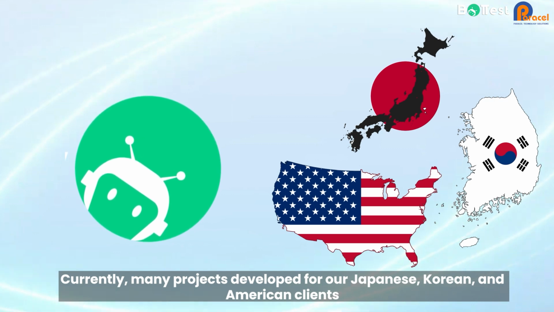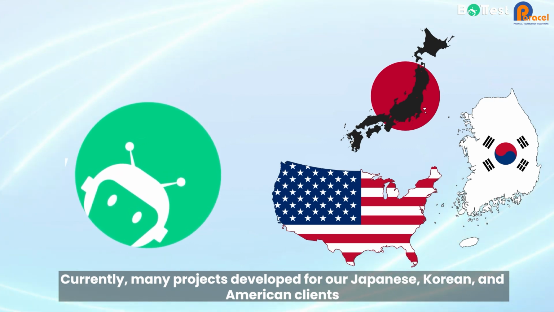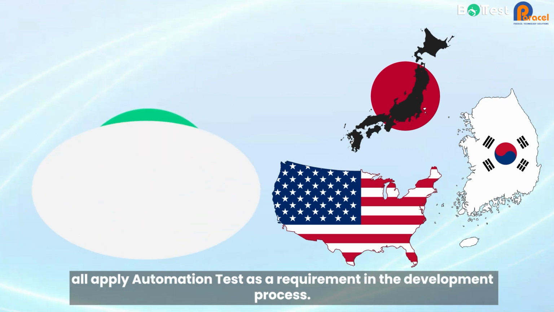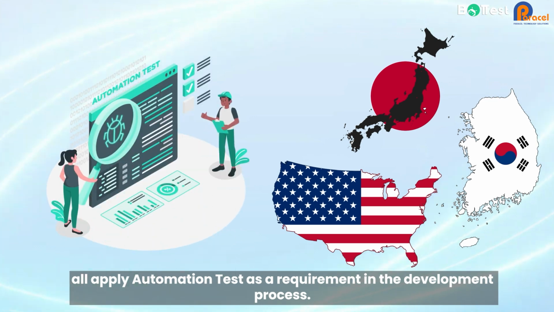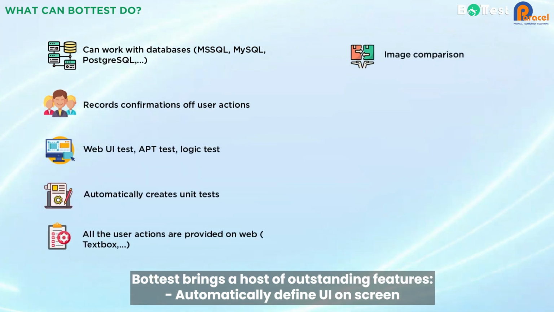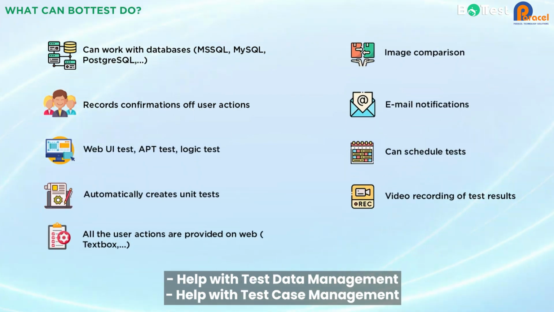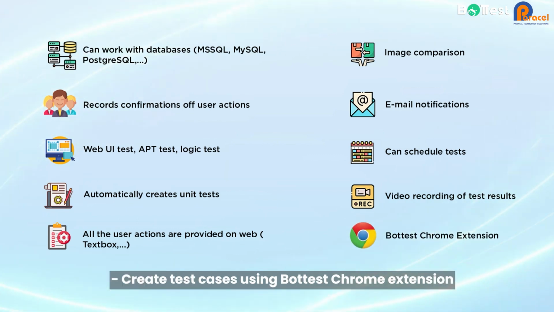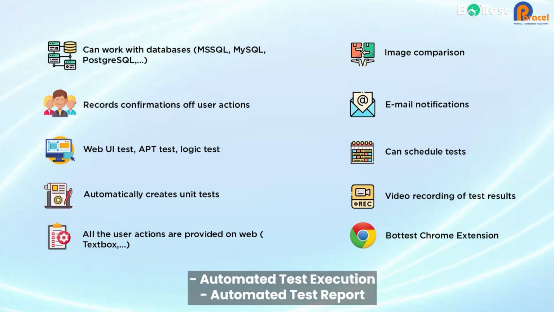Currently, many projects developed for our Japanese, Korean, and American clients all apply automation test as a requirement in the development process. Bottest brings a host of outstanding features. Automatically define UI on screen, help with test data management, help with test case management, create test cases using Bottest Chrome extension, automated test execution, automated test report.